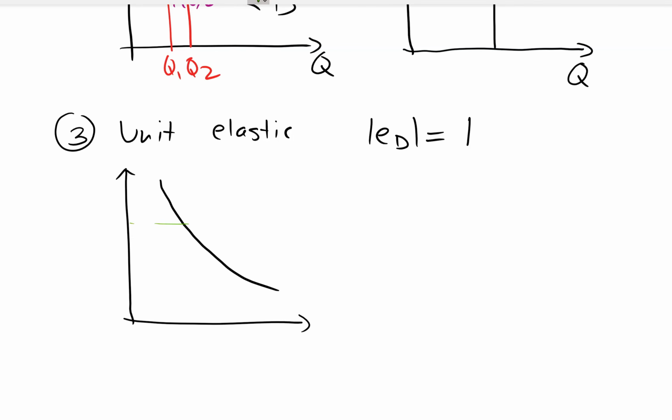Okay, so if the price was to fall, let's say 33%, then the quantity also rises 33%. Okay, so then the elasticity is just going to be 1. Once we take the absolute value of this, it will just be 1. So these are our three different types.